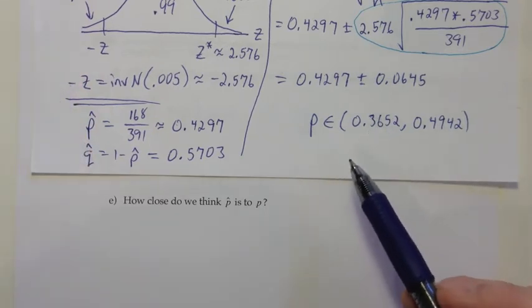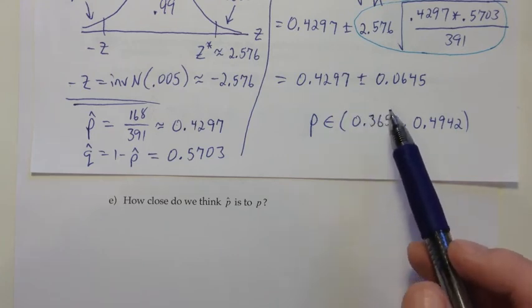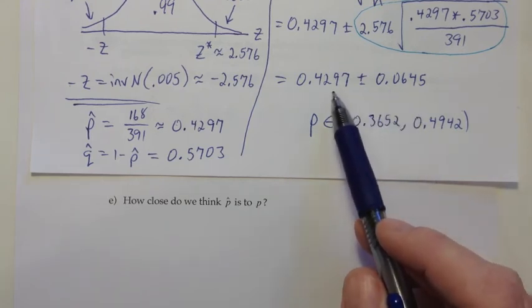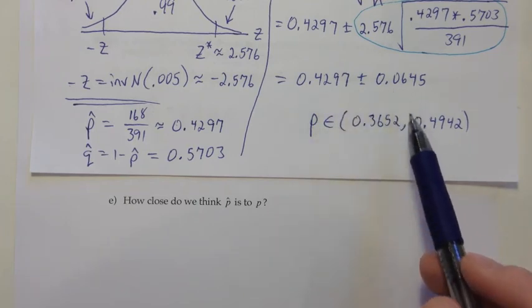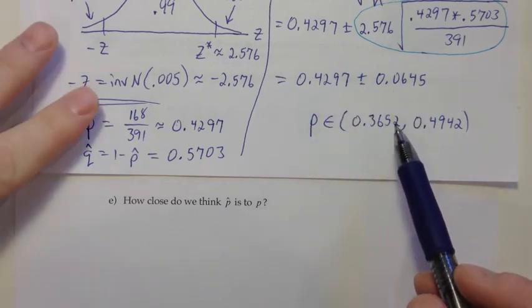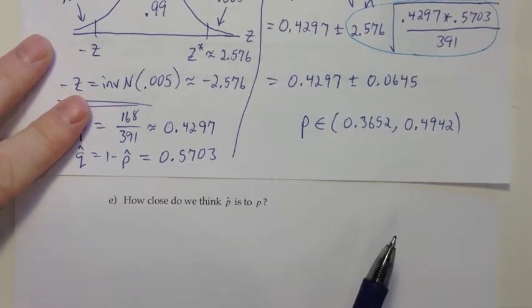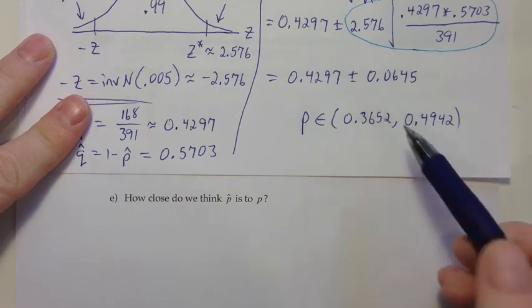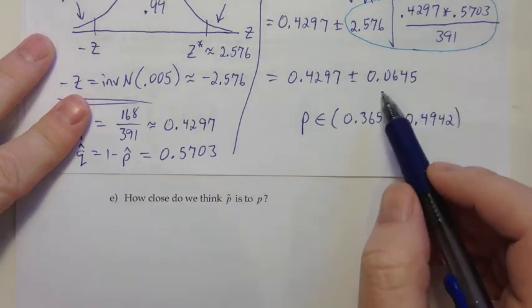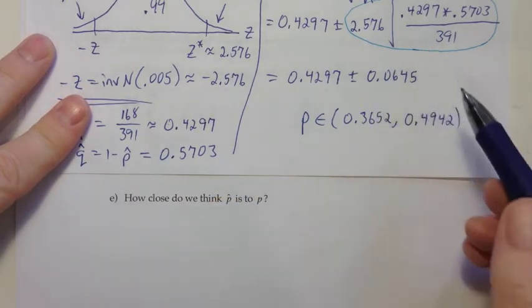So in order for that to make sense, I must have felt that the truth was within this distance of my estimate, because I didn't think the estimate was right, but when I went this far in each direction, then I was very confident I had it. So when we get to ask this question, how close do we think p hat is to p, we would give that plus or minus portion of our calculation, which is one of the reasons why it was good that we showed that in our work.